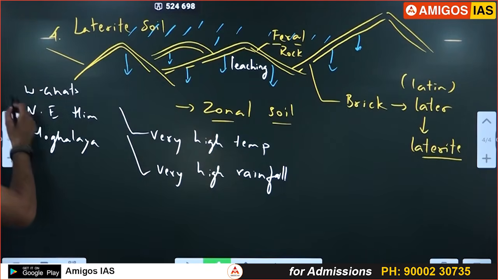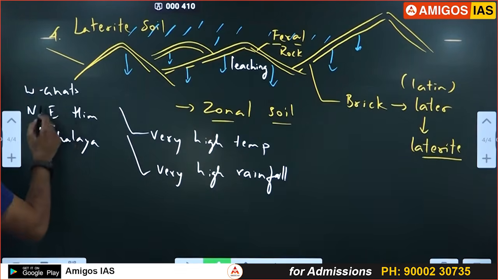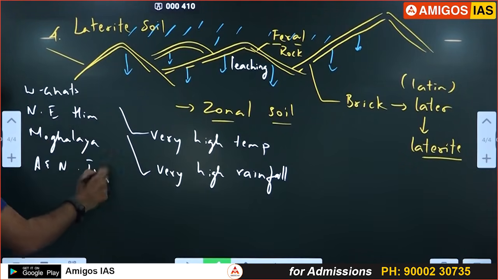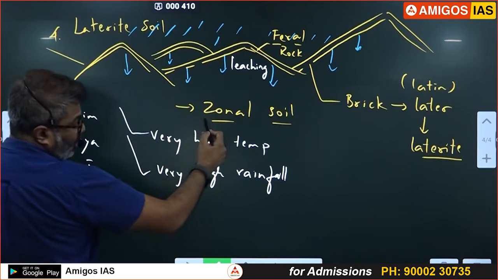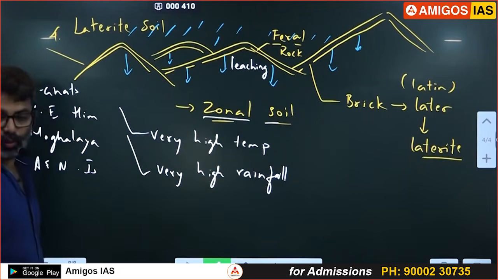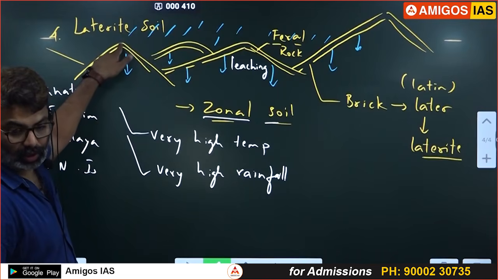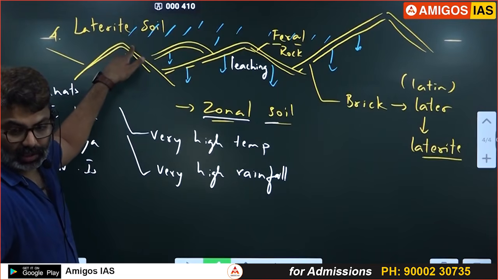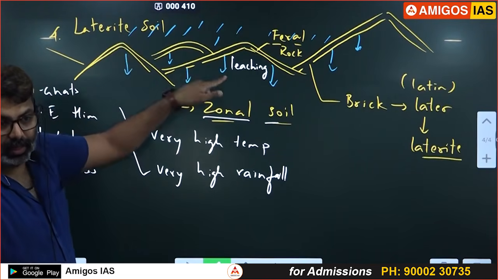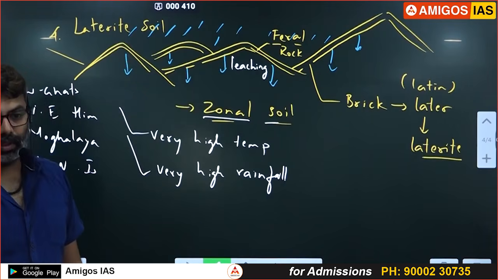So where in India? Western Ghats, Northeastern Himalayas, Meghalaya, even in Andaman Nicobar also. What do you do now? Check your atlas. Go to the zonal soil box. Look for this soil. Look for this in the zonal box. Match the color and match it on the map. Okay.